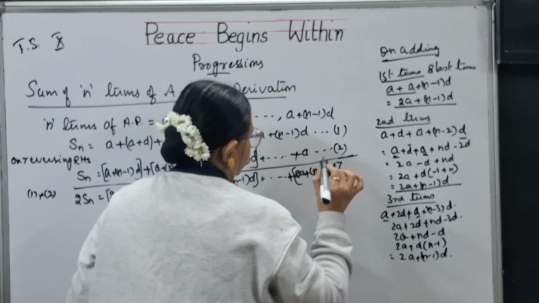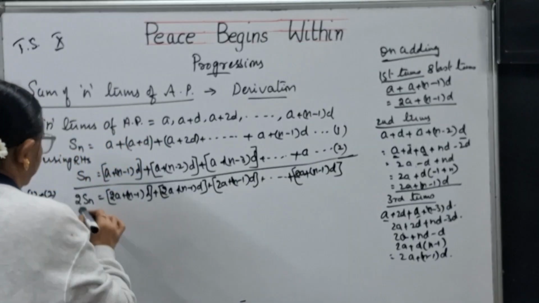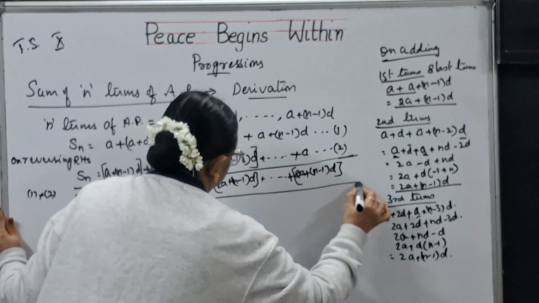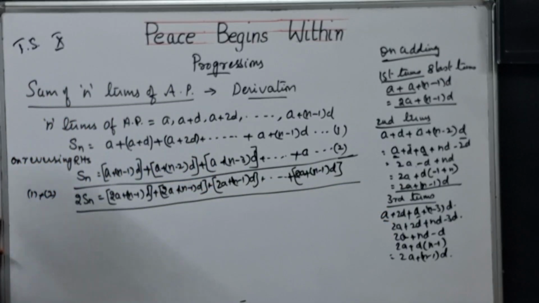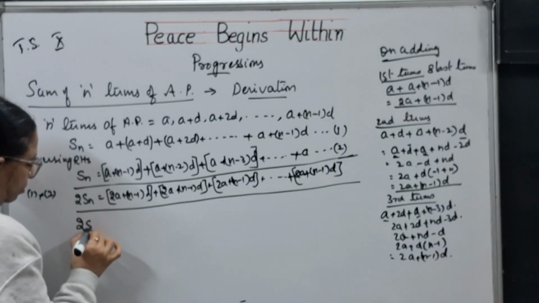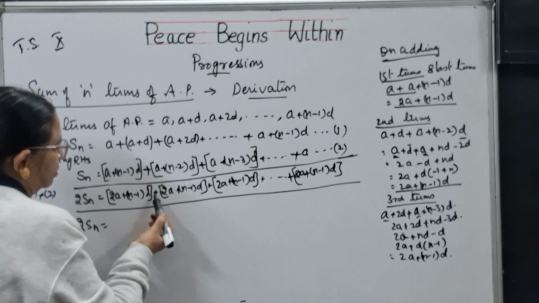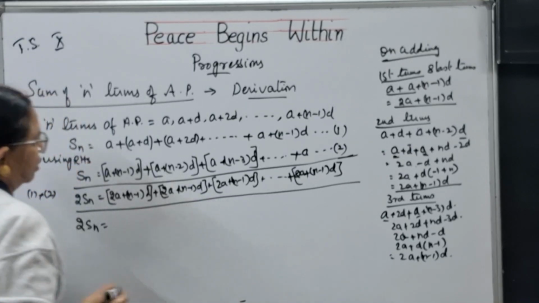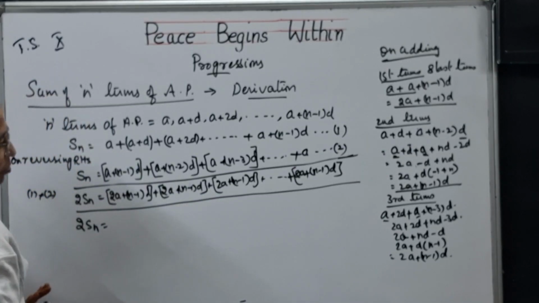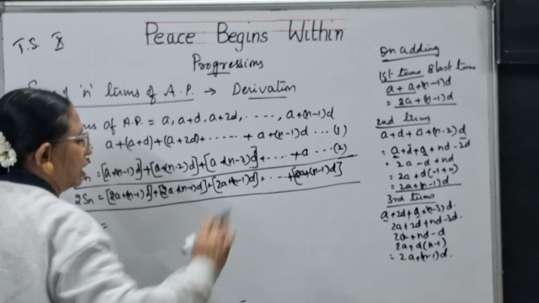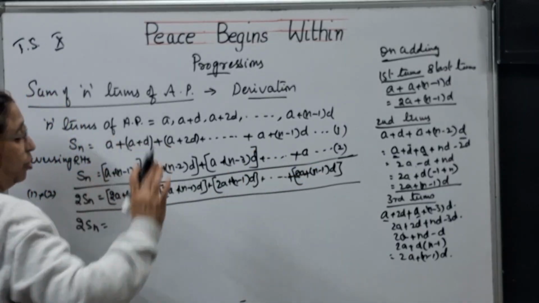This is the last term. So, when you find out this, children, what are you understanding? LHS is 2 times of Sn, which is equal to 2a plus (n minus 1) into d every time. 2a plus (n minus 1) into d, 2a plus (n minus 1) into d. How many times do we write? This addition will be the same.